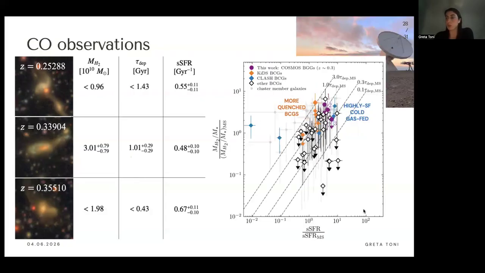Great. So what we did was also compare our results to the literature, and in particular, we found that in terms of star formation rate and molecular properties, our three galaxies, obviously it's just a pilot sample, so we can't tell much, but it seems like these galaxies could be occupying a region in between extremely star-forming, cold gas-fed BCGs in cool clusters, and more quenched brightest central galaxies in clusters like those in the KiDS sample that you can see here in orange.